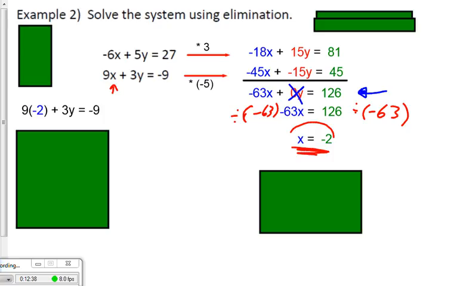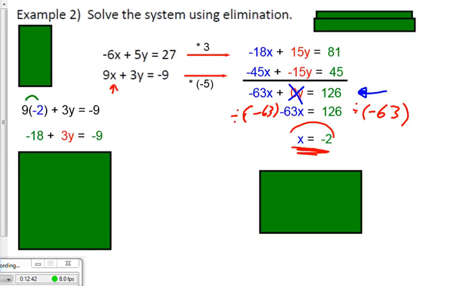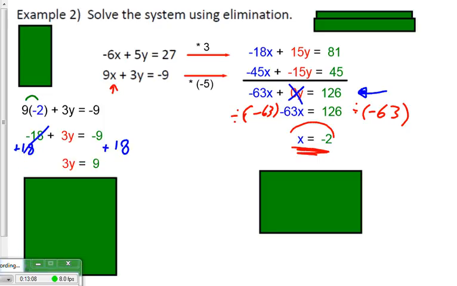Simplifying pieces out, 9 times negative 2 is going to come out to negative 18. Plus that 3y, well, we don't know what y is yet, so it stays as 3y equals negative 9. In this case, again, if we want to get our y term all alone, we have to get all the other terms away, so we have to add 18 to both sides. Adding 18 gets rid of that piece, so we would now have 3y equals 9.